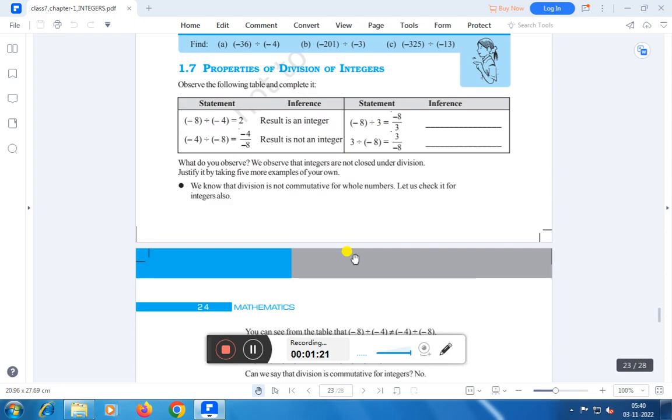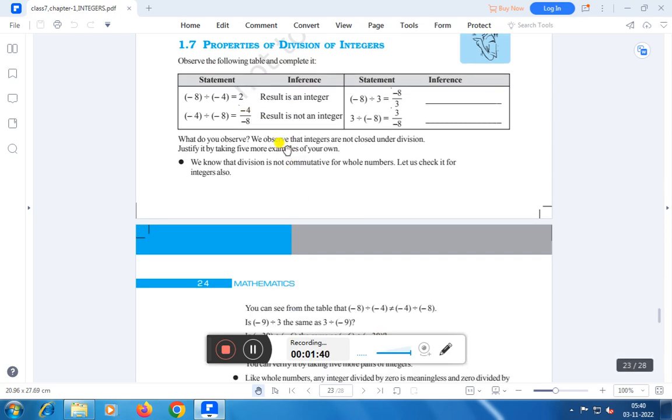Now we will learn about properties of division of integers. Here you see that minus 8 divided by minus 4 is equal to 2, that is an integer, but minus 4 divided by minus 8 is equal to minus 4 by 8, that is 1 by 2, which is not an integer. Therefore, you can say that integers are not closed under division.